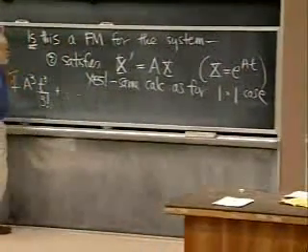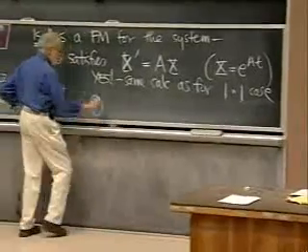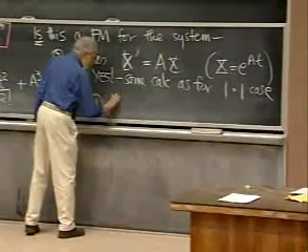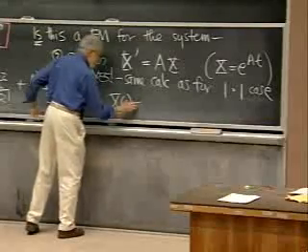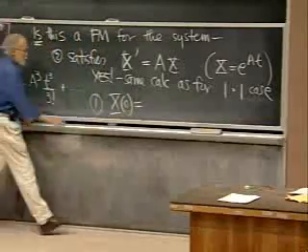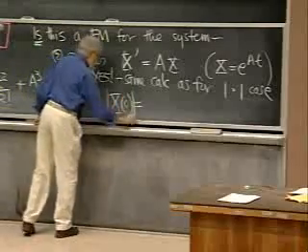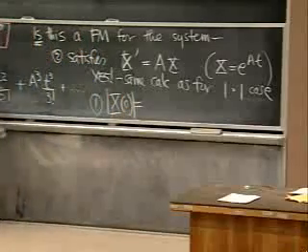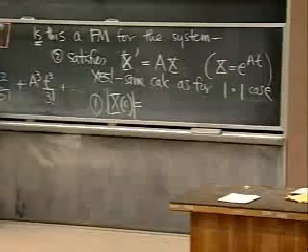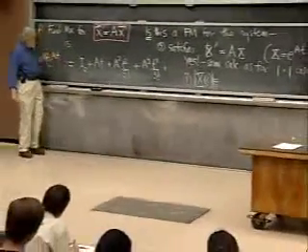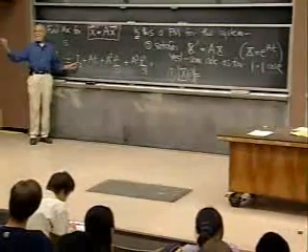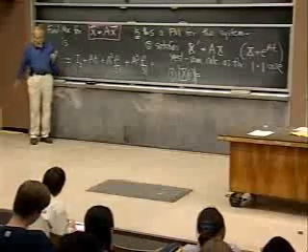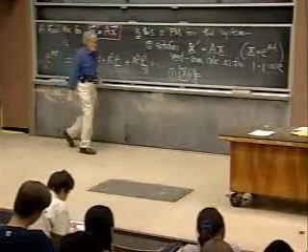And now the only other thing to check is that the determinant is not 0. In fact, the determinant is not 0 at one point. That's all you have to check. What's X of 0? What's the value of the determinant of X, which is e to the At, at 0? Here's my function. If I plug in t equals 0, what's it equal to? I. What's the determinant of I? 1. It is certainly not 0.